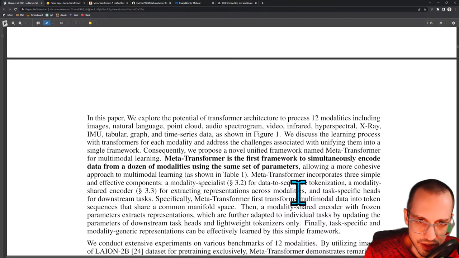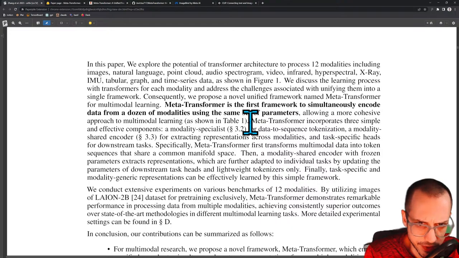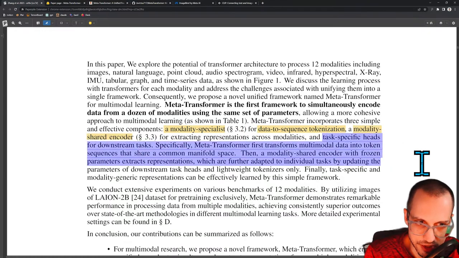There's a lot of repeating here. I don't know if you guys are noticing, I keep reading the same sentences over and over again. MetaTransformer comprises three simple and effective components. So you have Modality Specialist for data-to-sequence tokenization. So it's converting the raw data into some sequence. Then a Modality Shared Encoder for extracting representations across modalities. And then task-specific heads for downstream tasks.